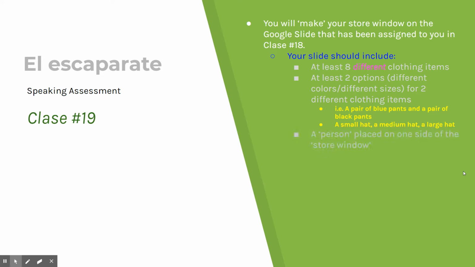Okay, be sure that there is also a person, an icon of a person placed somewhere in your store window. That is going to be how you're going to identify if something is close to you or far from you. Make sure that each of your items has a price marked on it. You can choose what currency you'd like to use from any of the Spanish-speaking countries that we have talked about.